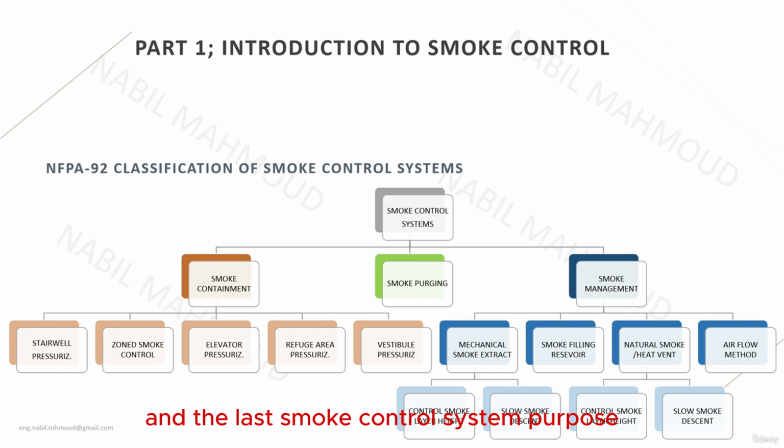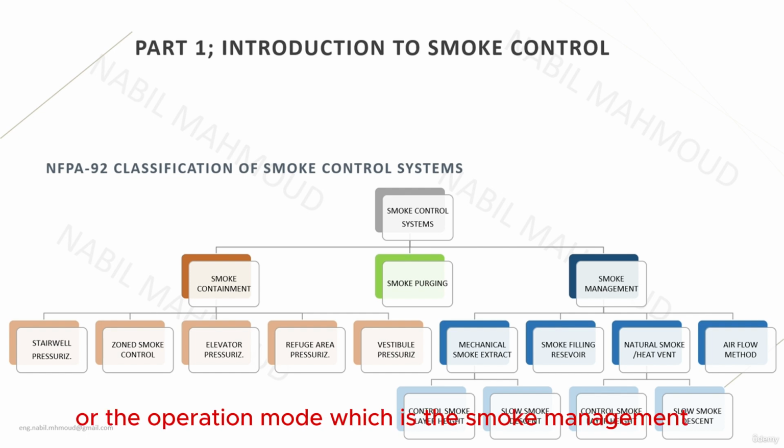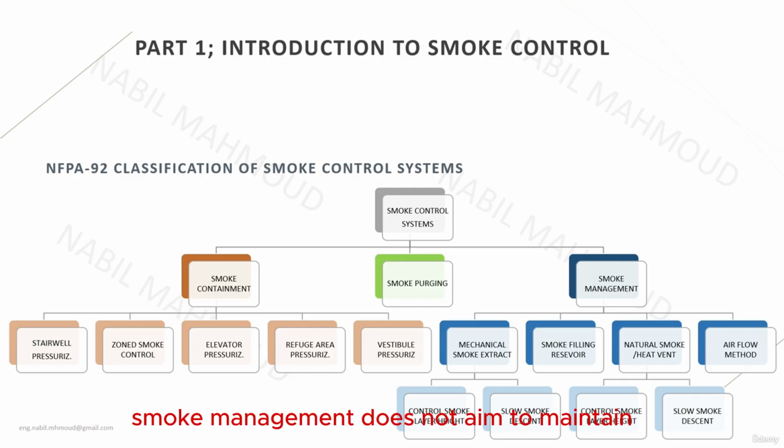And the last smoke control system purpose, or operation mode, is smoke management. Smoke management does not aim to maintain the area free of smoke. This is very important to be clarified. But smoke management ensures that the conditions inside the space will be tenable until the occupants have enough time to escape, which means that the smoke management system extracts the smoke from the space or contains the smoke within certain enclosures in order to give the occupants enough time to egress or escape from the space having the fire safely.